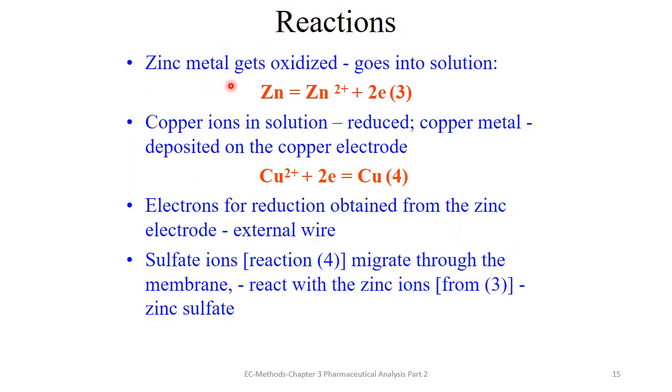Zinc metal gets oxidized and goes into the solution. Copper ions in solution get reduced, and copper metal is deposited on the copper electrode. Electrons for reduction are obtained from the zinc electrode through the external wire. Sulfate ions migrate through the membrane and react with the zinc ions to form zinc sulfate.